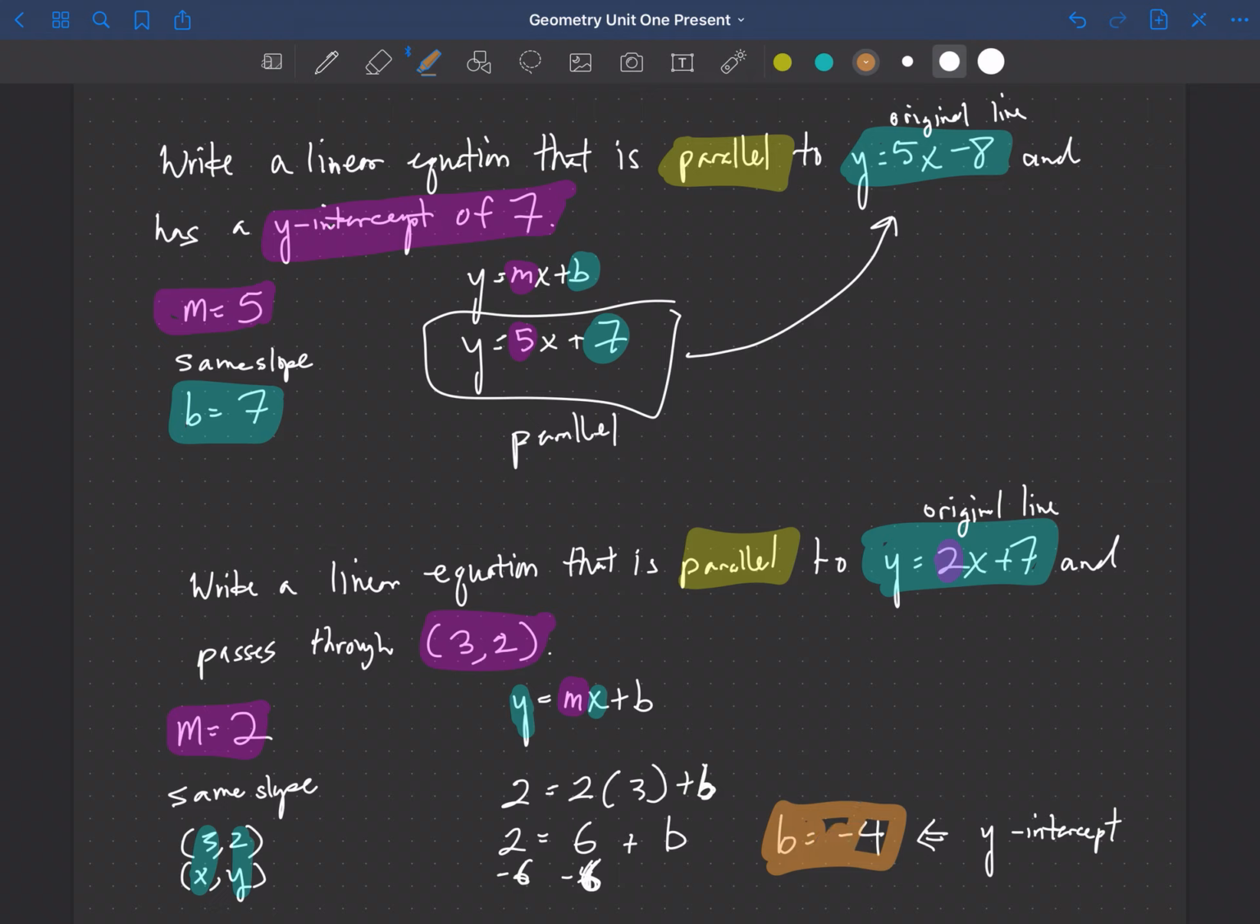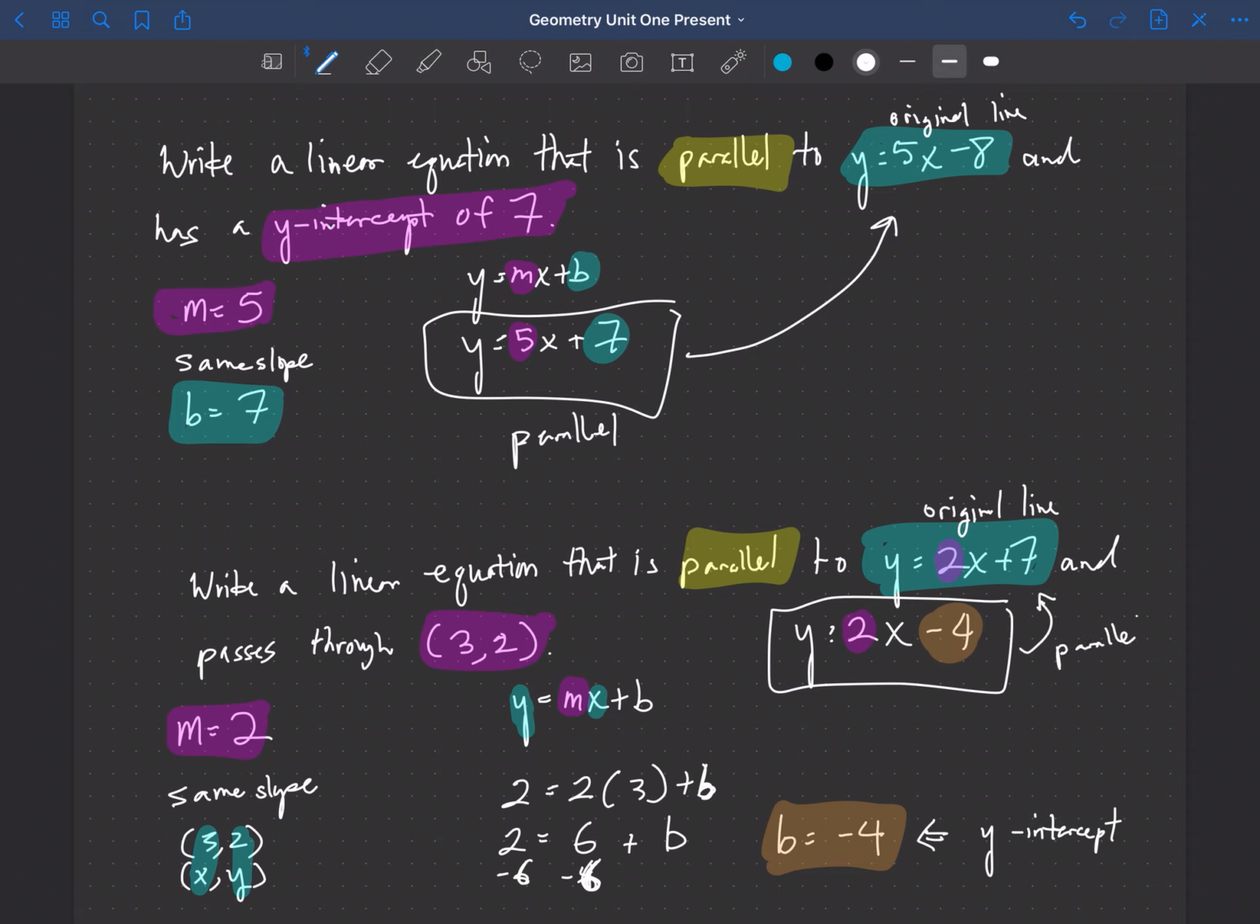Okay, and this is what we're going to use along with my slope to write my final answer. So my slope is 2, and my y-intercept is -4. Okay. As you can see, it is parallel to my original line.